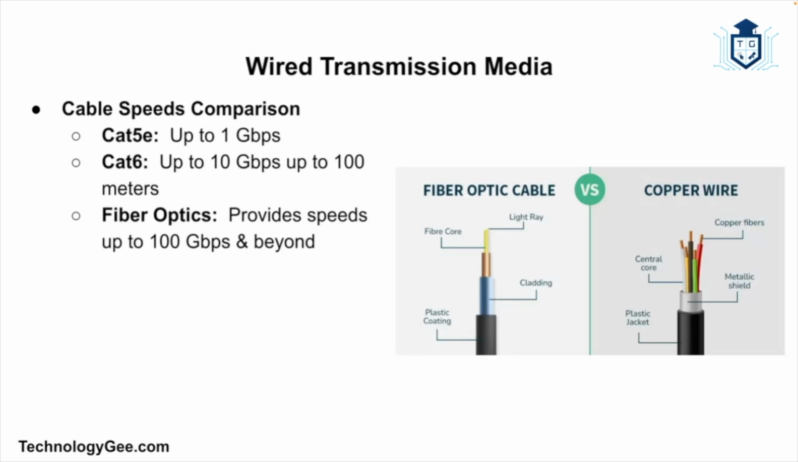Cat6a extends 10 gigabit per second support up to 100 meters. Then you have fiber optics, which provides speeds up to 100 gigabits per second and beyond.